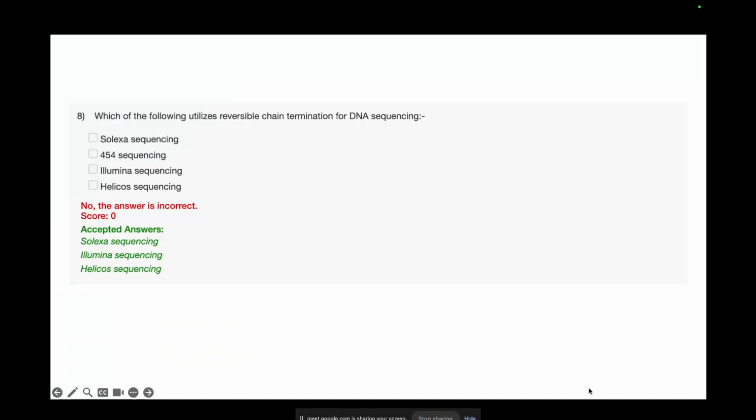The answer is all three. Solexa and Illumina are kind of the same thing. And Helicos also uses this reversible termination. So this is basically single molecule sequencing. We have not talked about Helicos sequencing, but again, it's a similar sequencing by synthesis approach, and it uses this reversible chain termination for DNA sequencing. And Illumina and Solexa are kind of the same thing.